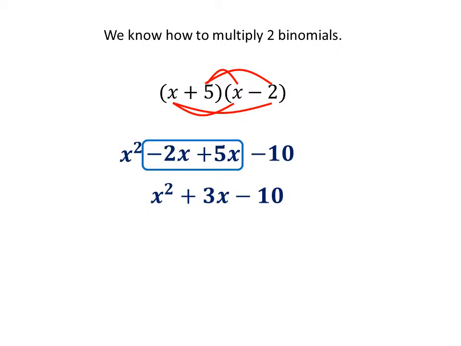Now when we're factoring, we're going to be going backwards. We're going to be going from the x squared plus 3x minus 10 to the x plus 5 times x minus 2.